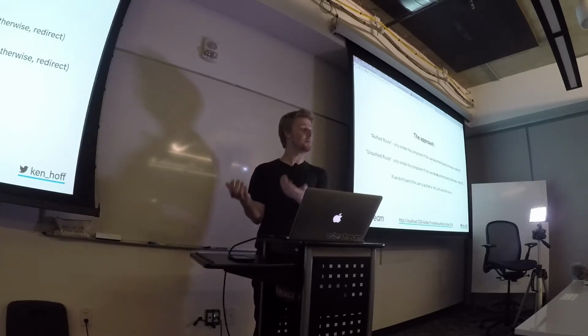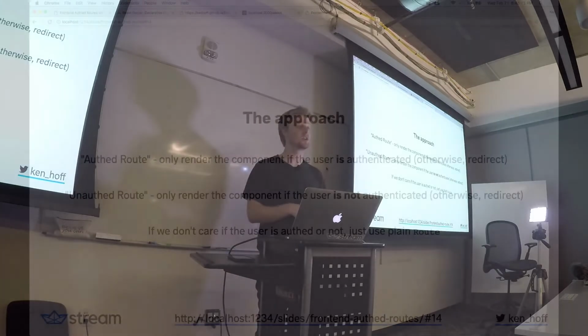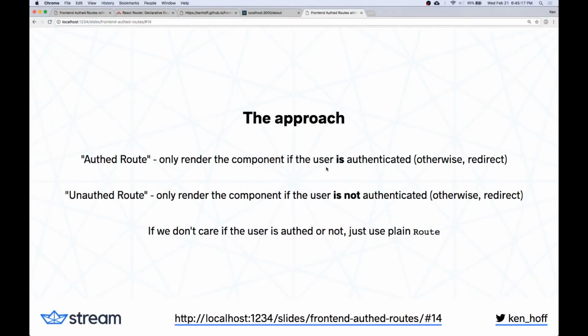For the unauthed route, basically the same thing, but in reverse. Only render the component if the user is not authenticated. This would be like a sign-in page or a create account page or a forgot password page. Otherwise, redirect them back to the My Account page or something like that. If we don't care for this specific route if the user is authenticated or not, then just go ahead and use the plain route. That's not a big deal.